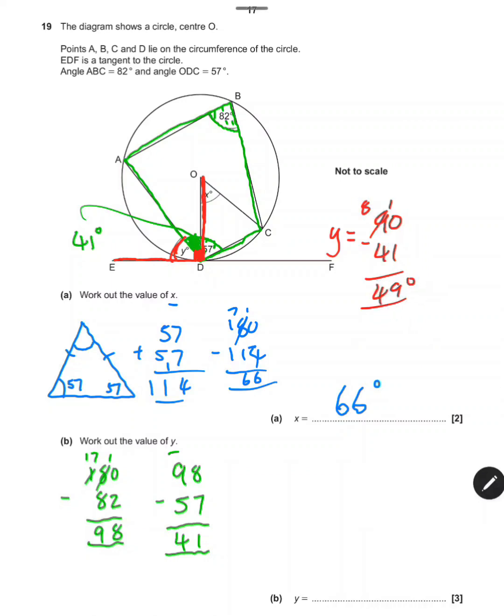and you end up with 49 degrees. It does not say give reasons anywhere for these angles, so I'm not going to bother wasting my time. I only need the actual angles.